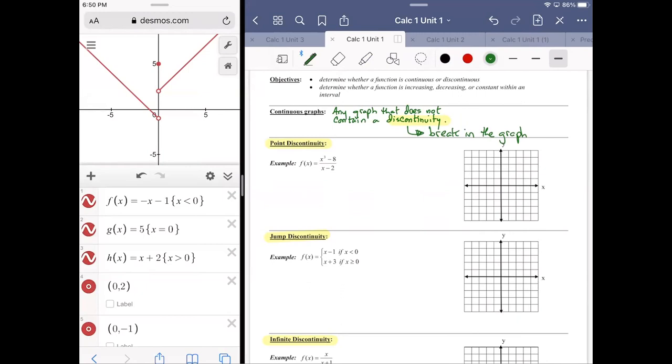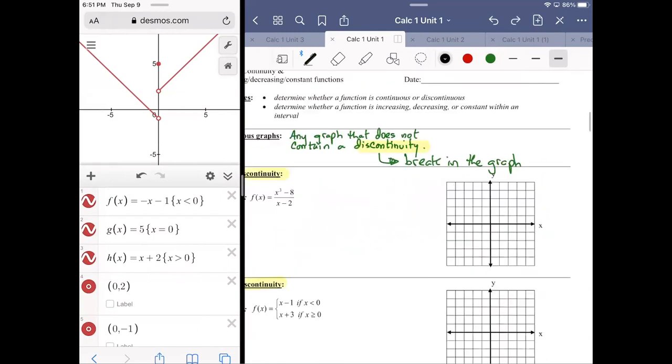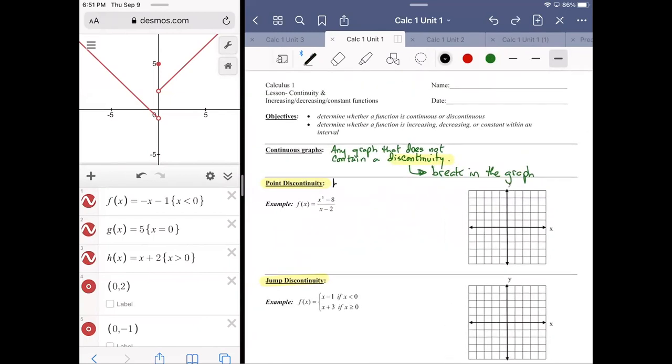But invariably you have the contrarians in the group that say, yeah, I can draw a graph from beginning to end without picking my pencil up off the paper. Here's an example. And you're like, oh yes, mission accomplished. I drew the graph without picking my pencil up off the paper. The problem is there's a discontinuity here. It's a point discontinuity. All right. When you have a hole in a graph, that's what a point discontinuity is, a hole in the graph.